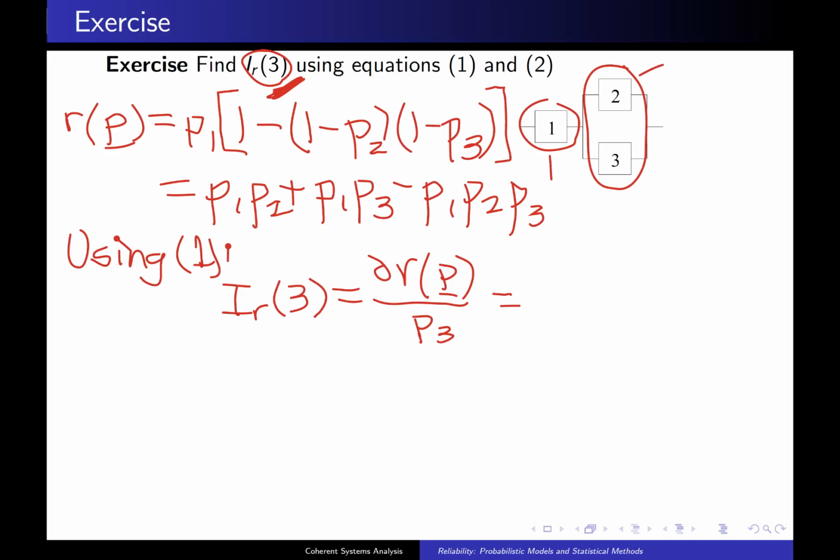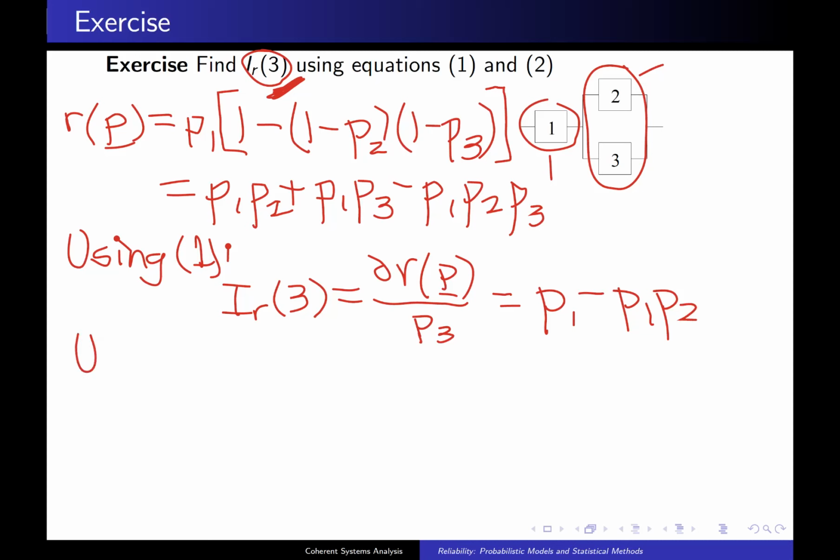Notice the first term contains no P3, so the derivative of that is 0. And then you have P1 times P3. Well, P3 here is what we're differentiating with respect to, so this is just the constant P1 multiplied by P3, so its partial derivative is P1. And then finally, the derivative with respect to P3 of P1 times P2 times P3 is just P1 times P2.